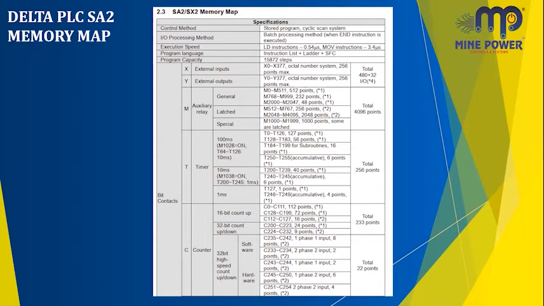In latched, when you give any value, for example 100 or 150, it will be present when you turn off the PLC and turn it on. When you turn off and on, the latched value will not be set to zero. It will be retained. Whatever value you gave will stay.